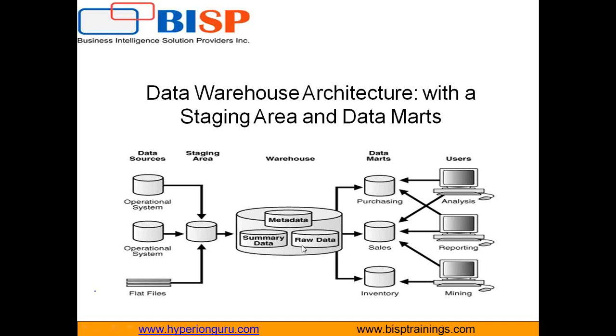So here in that particular example, if someone wants to get the information for purchasing, then he just needs to go to the purchase data mart. It's not required for him to go to the sell data mart or the inventory one. Similarly, if someone is interested in sell data, he just needs to go to the sell mart. So this is the third type of architecture.